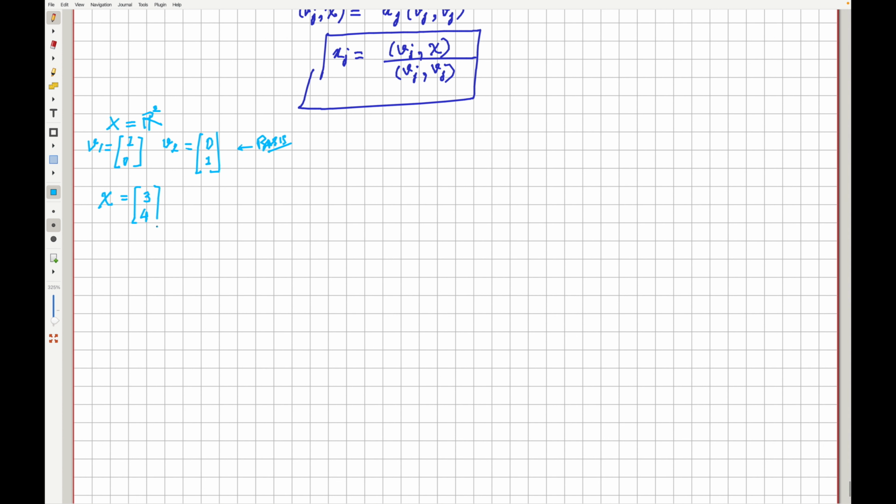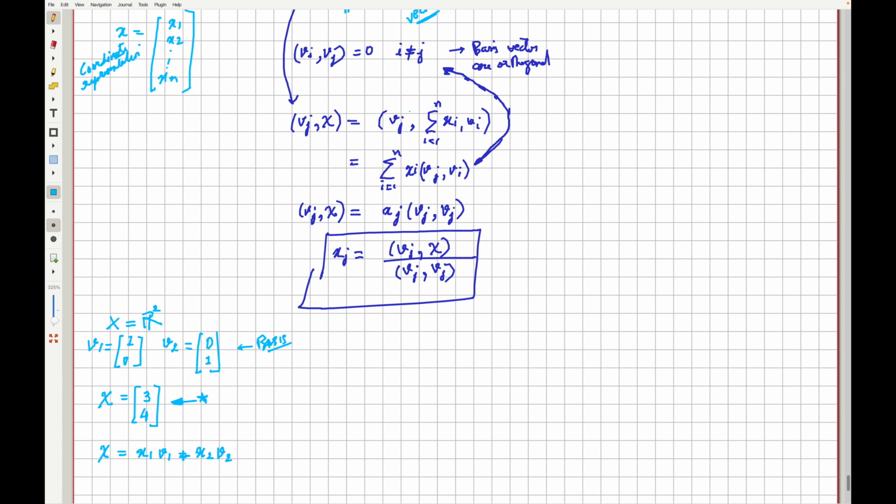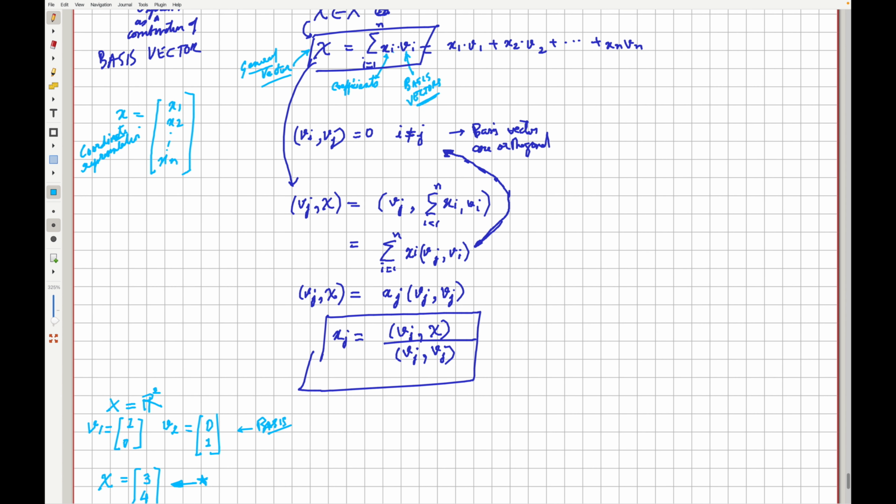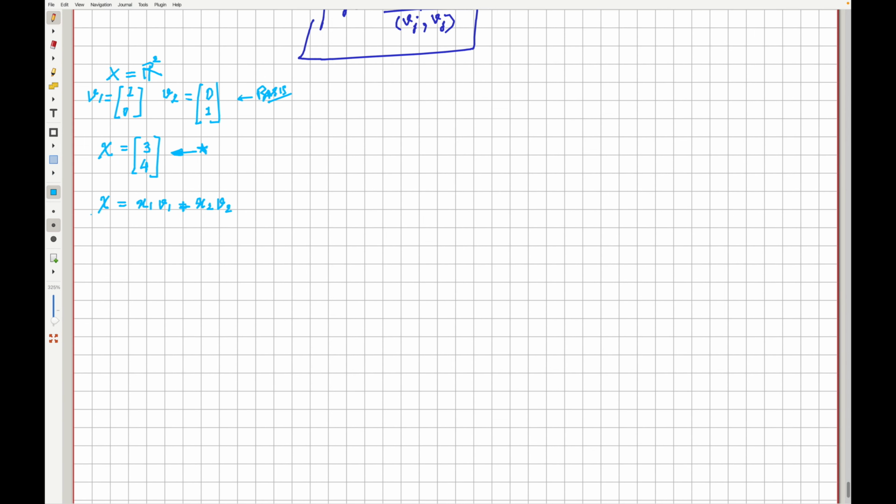Now this vector that we have can be written like this. So let's say that's what we are trying to get at. That's the end goal we want to reach. The general vector x, we can write it as x1 v1 plus x2 v2. That's based on the expansion that we said here, that's inside the summation.